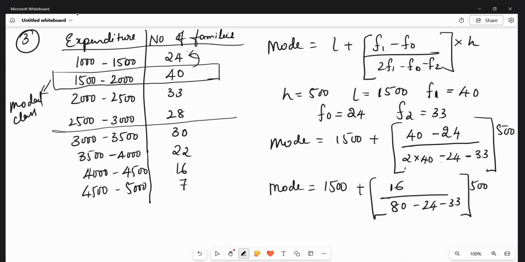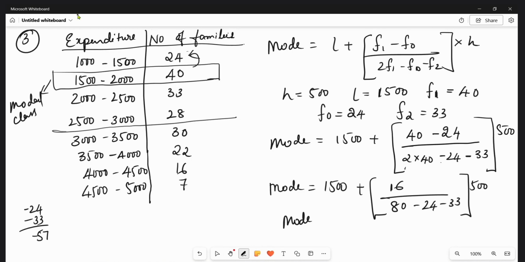Should we find the mean? No, not required. Next class we'll do, at least we'll do one median problem also. That's right. Next we'll do median. So minus 24 minus 33. If anyone having doubt in simplification, just check it. Minus 24 minus 33. Add them. You will get minus 57. 80 minus 57.